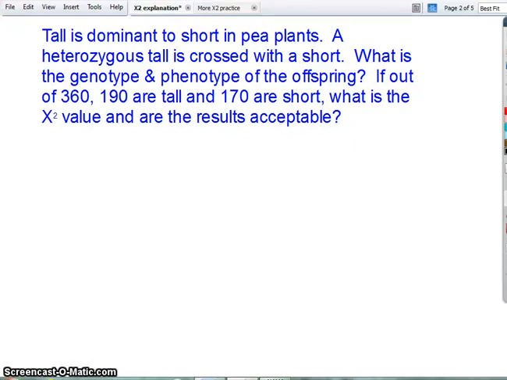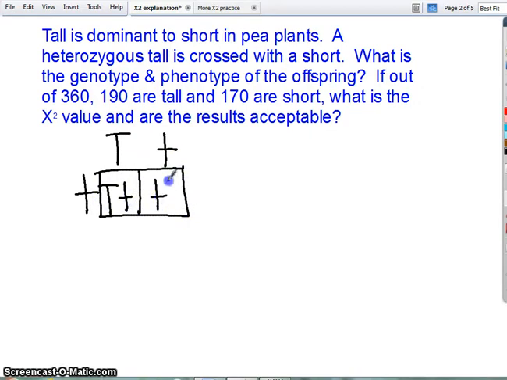So the first thing that you want to do is your typical Punnett square. We're going to use T's, and we're crossing a heterozygous with a short. When we do this, our expectation would be basically that we're going to get half tall and half short. So that's our expected. Okay, so now what we do is we look at their actual results.